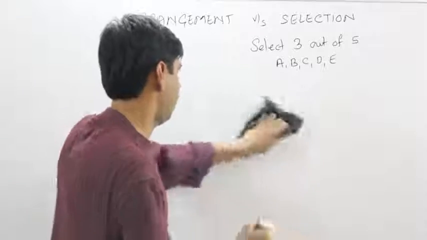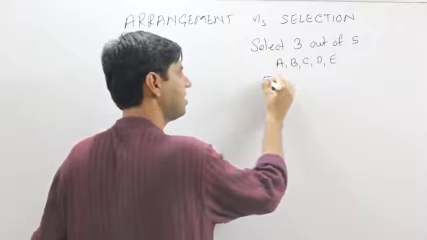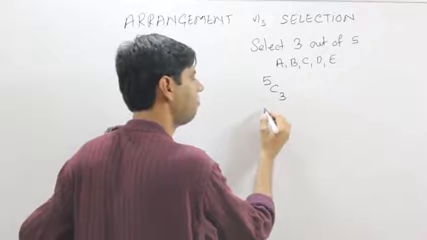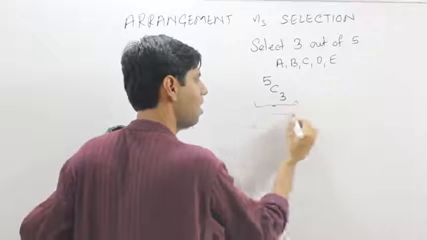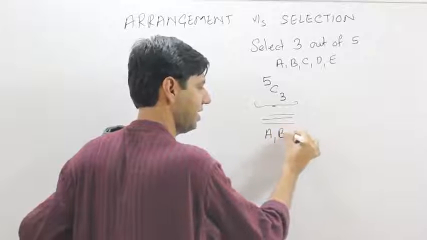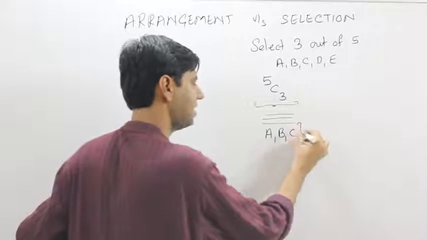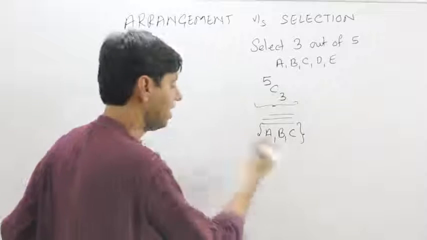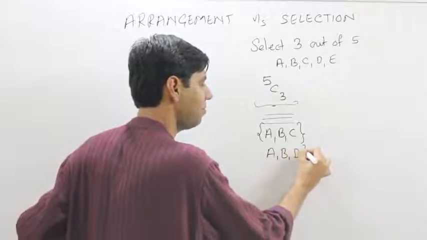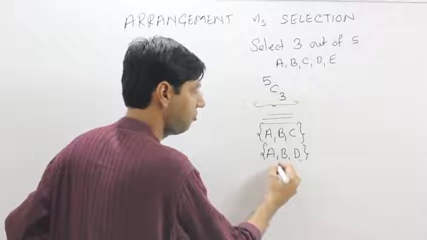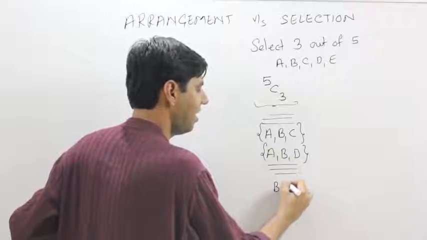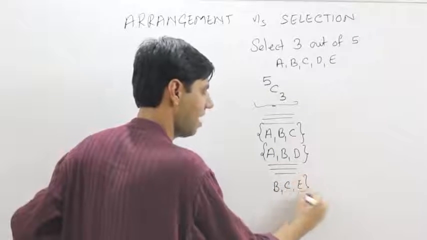Let me write it at the top itself. The answer is 5C3 ways, but this is only in terms of speaking. Let's write a few of those ways. So one of the ways could be that I select A, B and C. Since it's a selection, I'll just put them in a bracket. Another way could be I select A, B and D. So the members have to change. A few more, there could be many of them, and one particular way is, let's say B, C and E and so on.